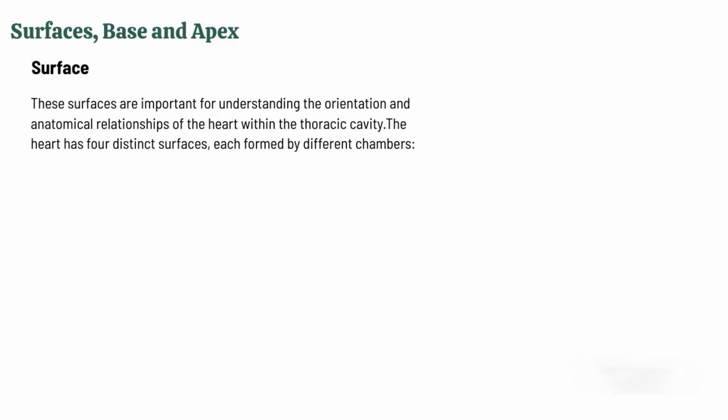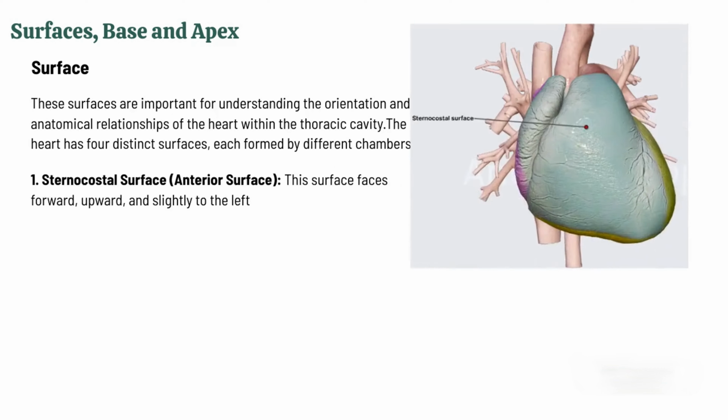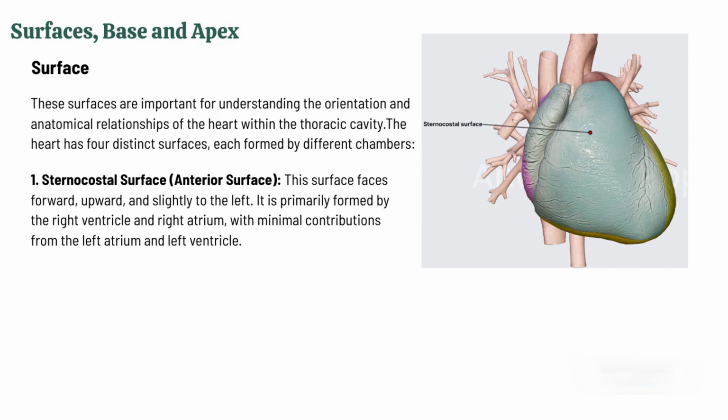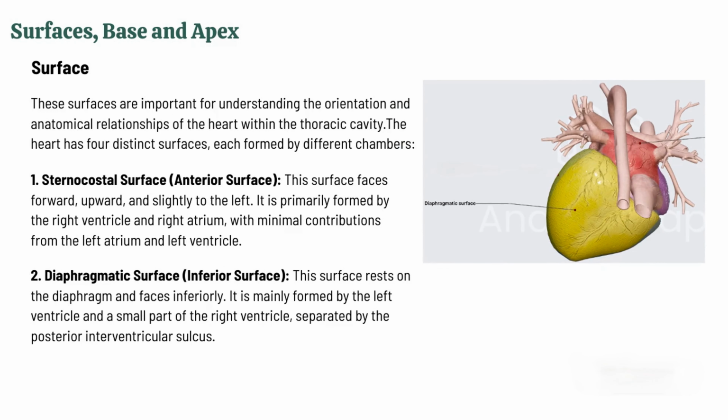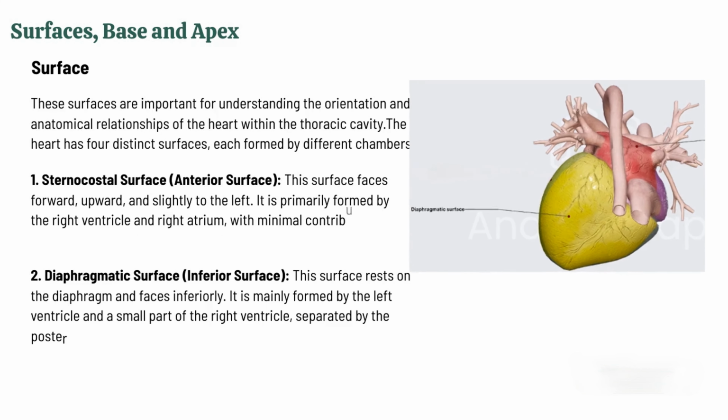The heart has 4 distinct surfaces, each formed by different chambers. 1. Sternocostal surface, the anterior surface. This surface faces forward, upward, and slightly to the left. It is primarily formed by the right ventricle and right atrium, with minimal contributions from the left atrium and left ventricle. 2. Diaphragmatic surface, the inferior surface. This surface rests on the diaphragm and faces inferiorly. It is mainly formed by the left ventricle and a small part of the right ventricle, separated by the posterior interventricular sulcus.